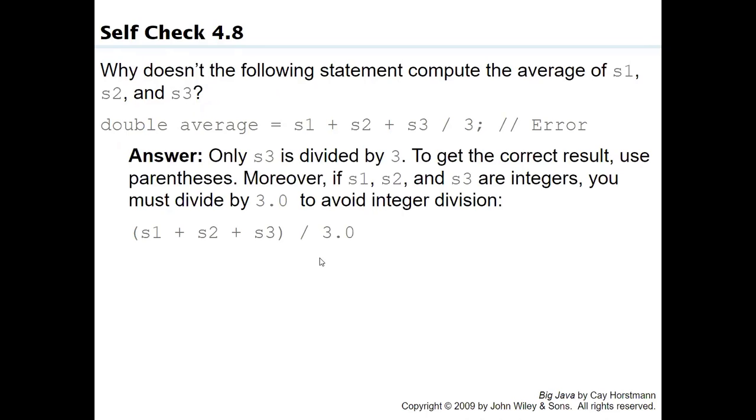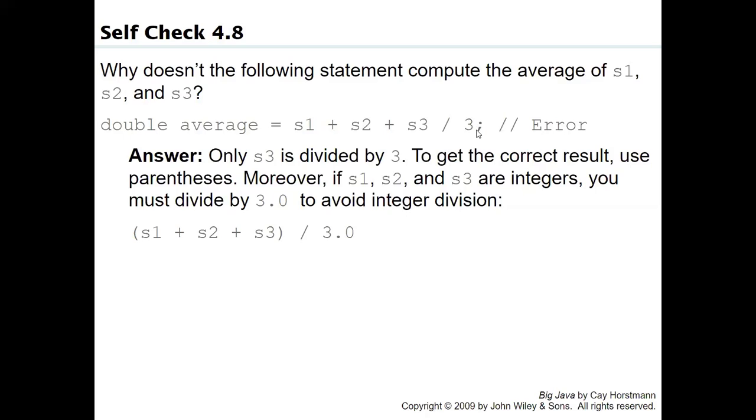Here's another self check. Why doesn't the following statement compute the average of S1, S2, and S3? Here you have 3 numbers. You divide them by 3. You have the average. Well, you've got a couple problems here. First of all, only S3 is being divided by 3 because division has a higher precedence than addition. So it's going to do this first, which is not what you want. If these are integers and that's an integer, you're going to get huge truncation errors. So your average isn't going to be very average, even if you put the parentheses in.